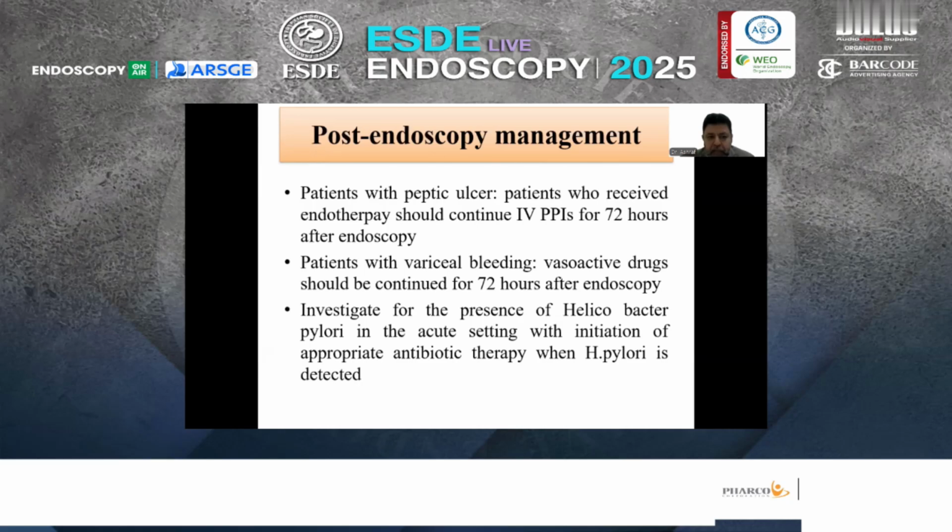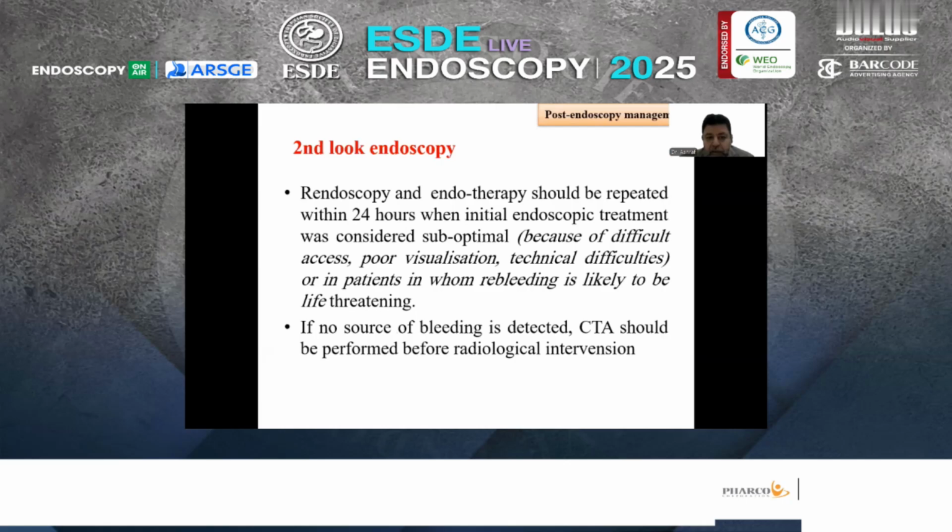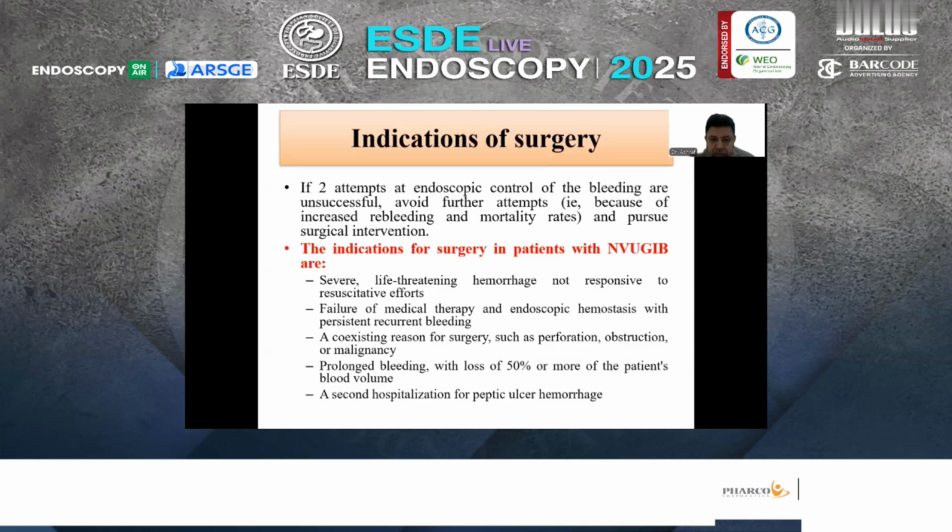Regarding post-endoscopy management, patients with peptic ulcers who received endotherapy should continue intravenous PPIs for 72 hours, and those with variceal bleeding should continue vasoactive drugs for 72 hours. And if H. pylori is present, H. pylori should be treated. Second look endoscopy is recommended if the first endoscopy was suboptimal because of difficult access, poor visualization, technical difficulties, or in patients in whom rebleeding is likely to be life-threatening.